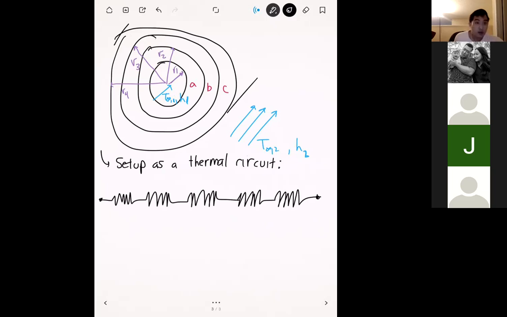On the interior here, or on the left side, let's make this the first temperature, so this will be T infinity one. And on the right side, let's have this be T infinity two. And so those are going to be our nodal temperatures. And then we're going to go ahead and label all these resistors. On our two resistors on the ends are going to be both of the convection resistances, R convection one and R convection two. And then the three resistances on the interior will be the resistances from layers A, B, and C.